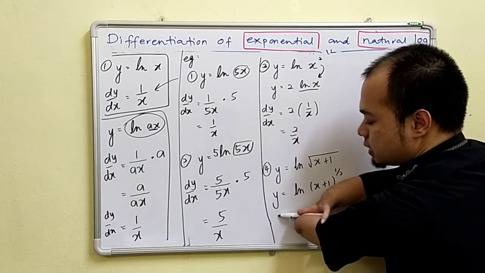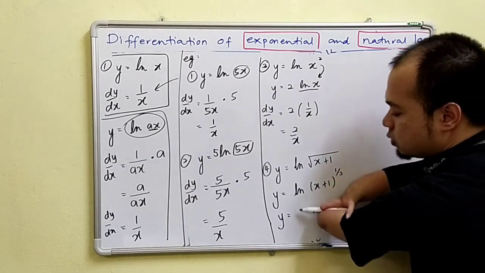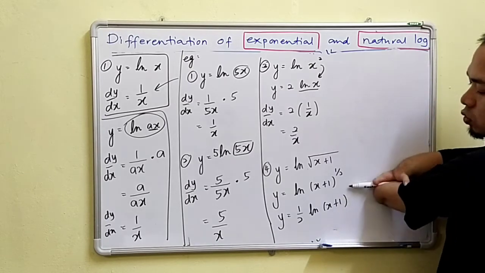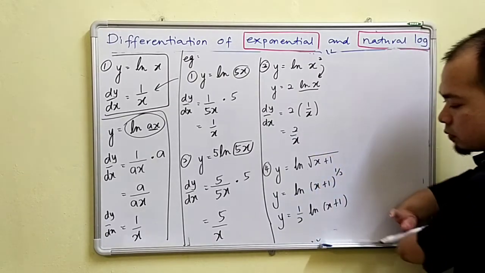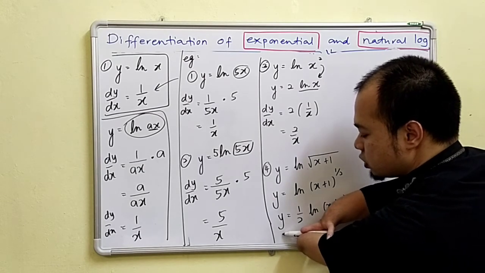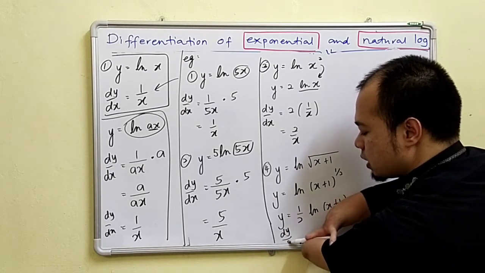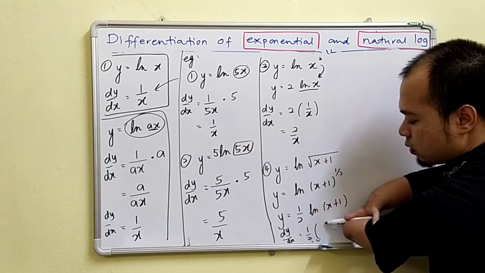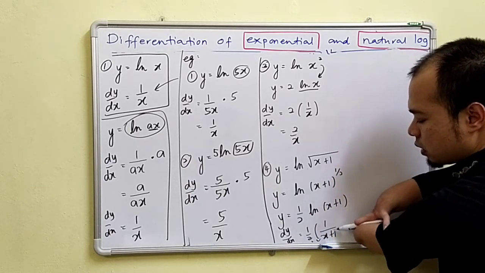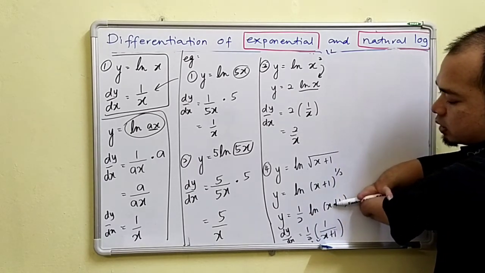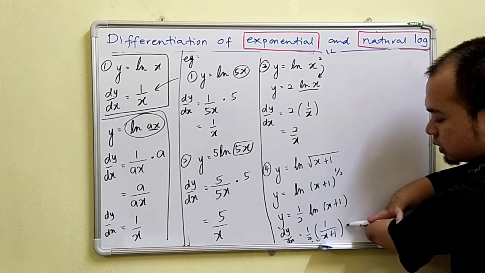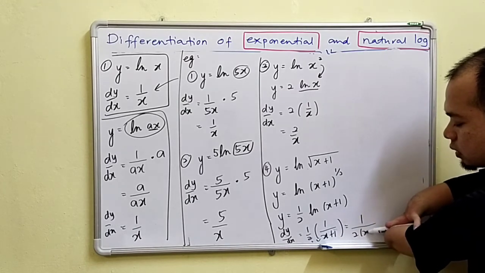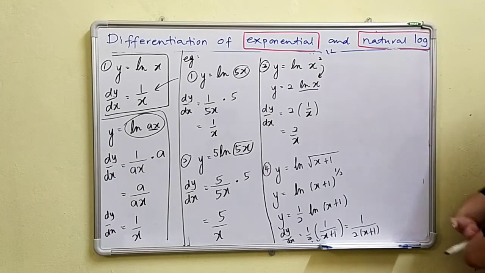Simplify. You see, I still write y, not dy dx yet. So the power will go down. So half ln x plus 1. No more power. Power will go down. Okay, now start from here, you can differentiate. So dy over dx is equal to half in bracket 1 over x plus 1, then multiply by differentiate x plus 1 is equal to 1. So basically the final answer is 1 over 2 bracket x plus 1.